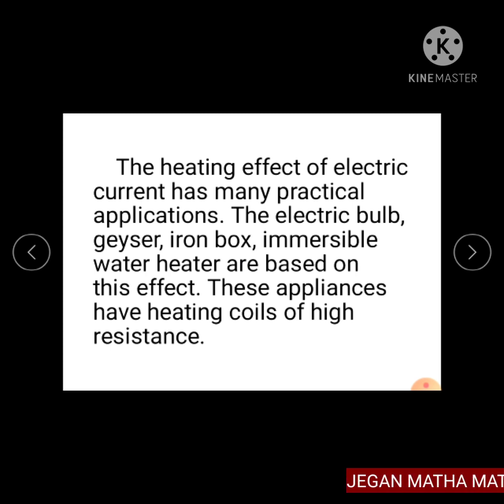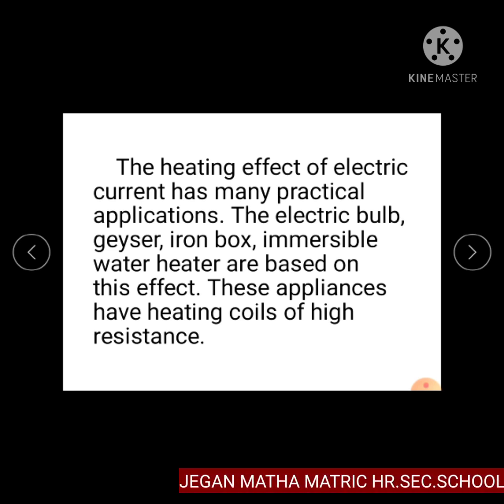The heating effect of electric current has many practical applications. The electric bulb, geyser, iron box and immersible water heater are based on this effect. These appliances have heating coils of high resistance.